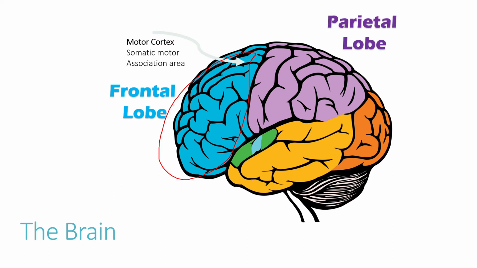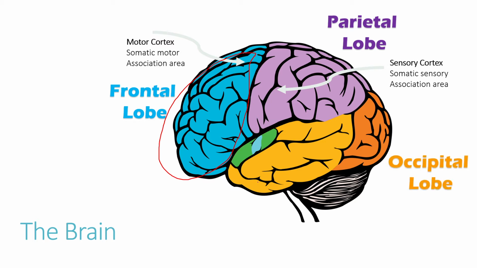Then we have the parietal lobe, which is where the information such as taste, temperature, and touch are integrated or processed. So we have here the sensory cortex, which is the somatic sensory association area.